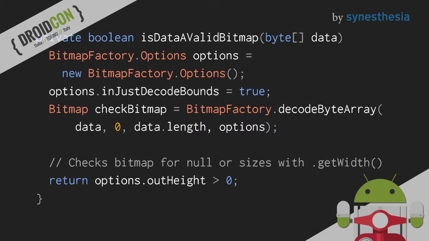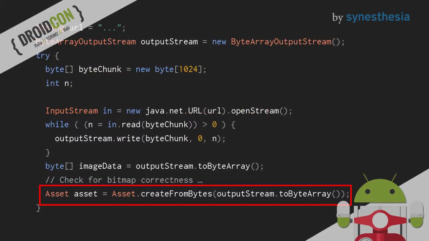decode byte array method of the BitmapFactory class, adding some options in order to avoid having the real bitmap decoded in memory. And so if one of the sides of the bitmap is greater than 0, you're done. The data that you have downloaded from the internet is valid, and it's a valid bitmap image. After this check, you can use this method of the Asset class to create an asset from a byte array. This is very important because you can transfer assets from Android Wear to your phone. It's also true that you can transfer a small payload of data, but generally you shouldn't exceed 100 kilobytes of payload data, so some images can be greater than that.